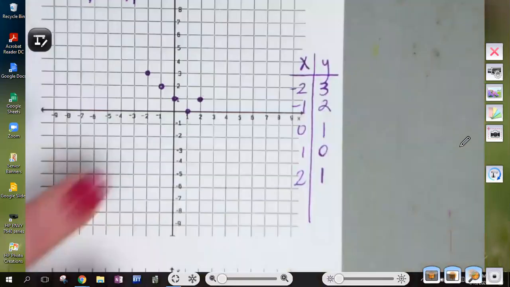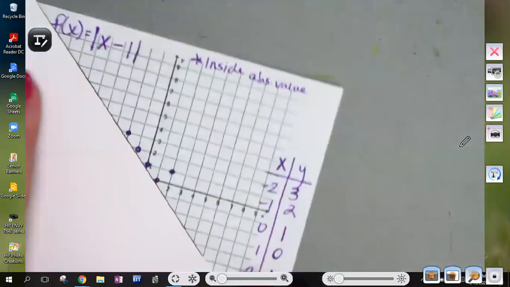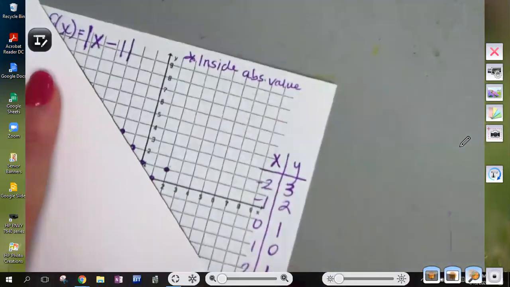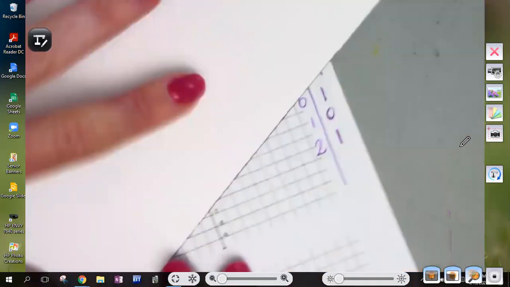All right, once again, it formed a V shape if we continued. This one is more of a check mark just because we didn't have more coordinates, but if we continued, it would.